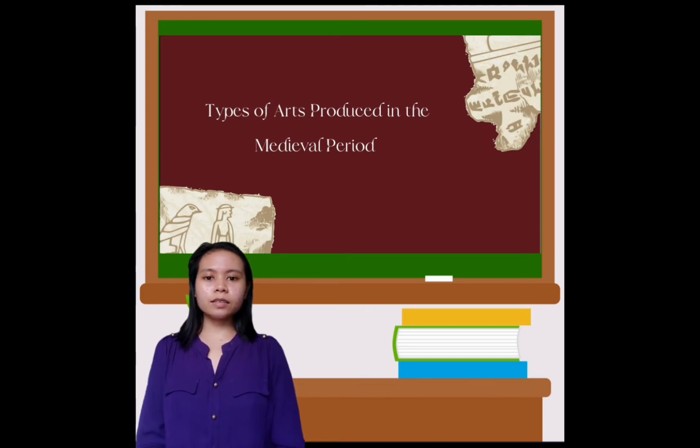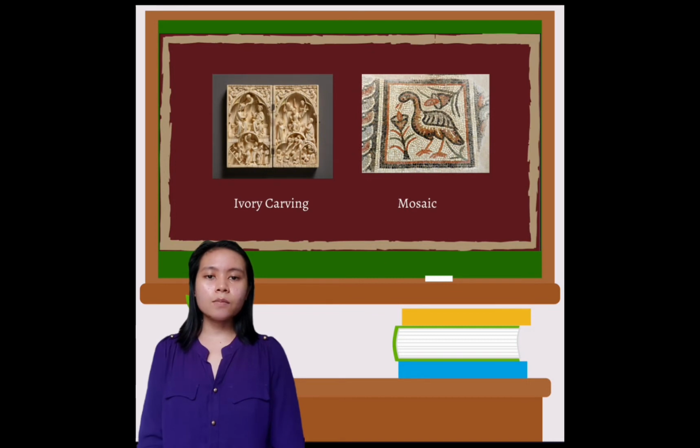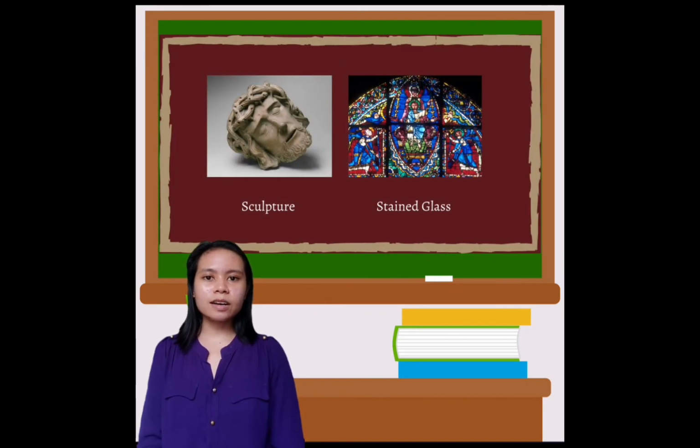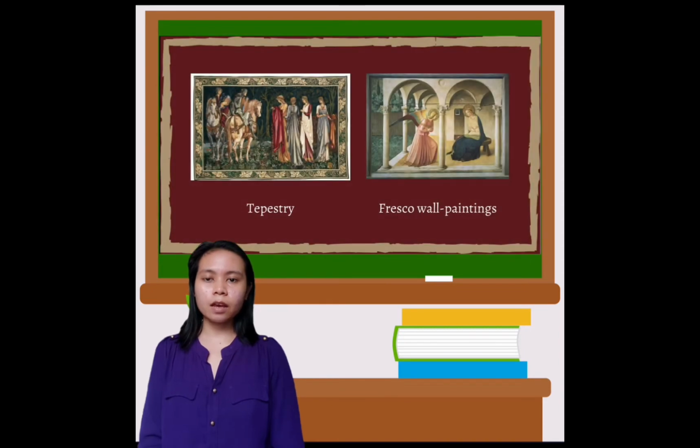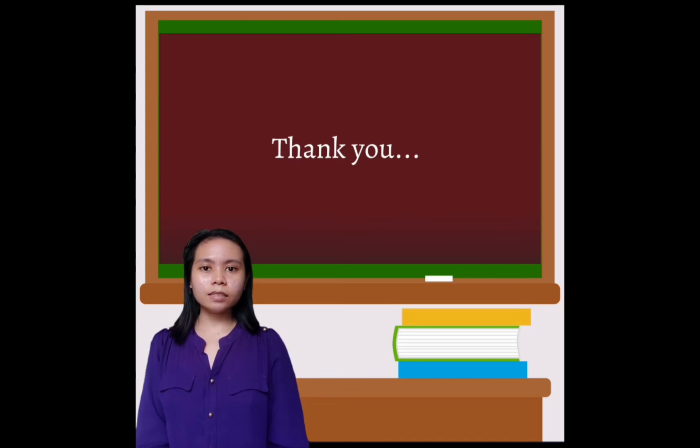So now let's proceed to the types of arts produced in the medieval period, which includes ceramic art, heraldry, illuminated manuscripts, ivory carving, mosaics, sculpture, stained glass, tapestry, fresco wall painting, and panel painting. So that would be the end of my discussion about the historical development of art in the medieval period. Thank you for listening, and the next topic is about the Renaissance that will be discussed by the next reporter.